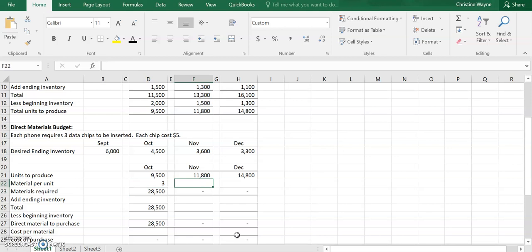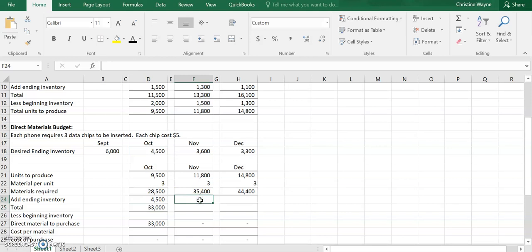So my direct materials budget is going to be based on the materials needed, not necessarily units I need to produce. I'm going to add in that desired ending inventory like I had done in the previous problem. So they're going to give this to us for this problem. The first one is 4,500.